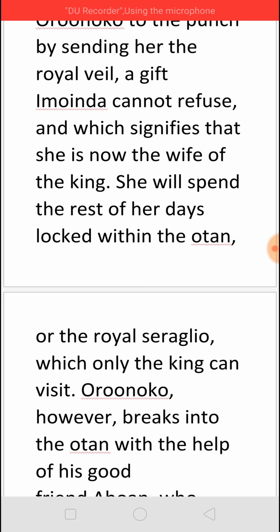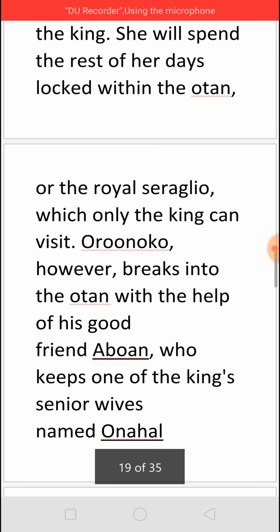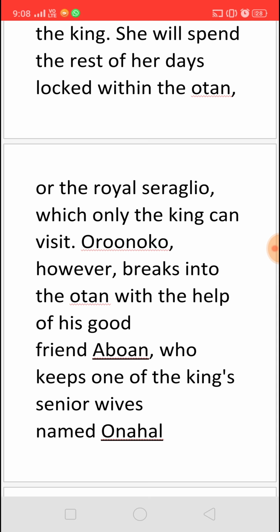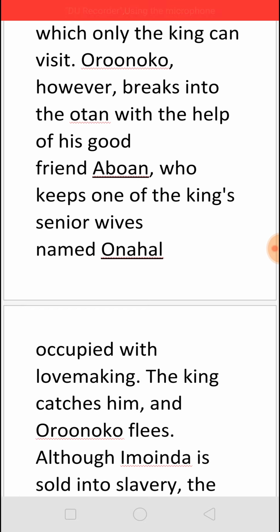But Oroonoko, who is deeply in love with her, goes there with the help of his friend Aboan. And this Aboan is having a love affair with one of the senior wives of the king, who is named Onahal, and he helps Oroonoko to go and meet Imanada. Now the king comes to know about it and he catches hold of Aboan, but Oroonoko runs away.